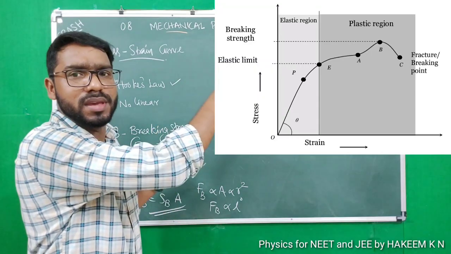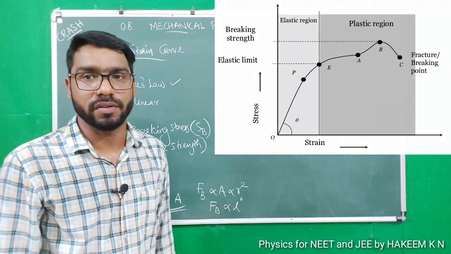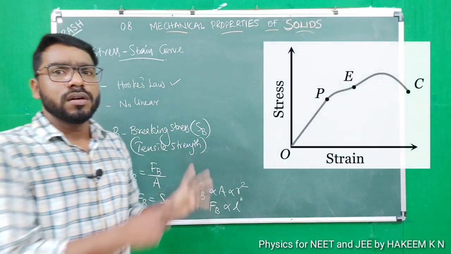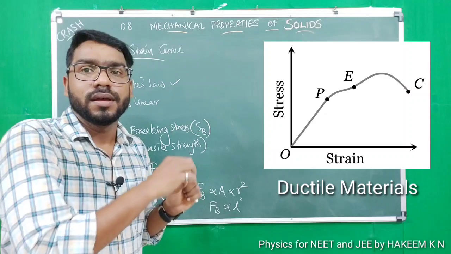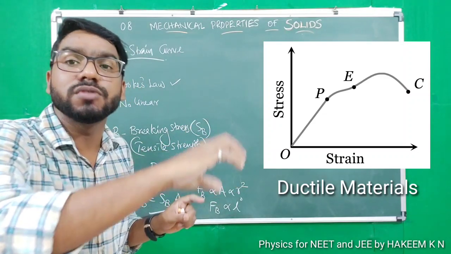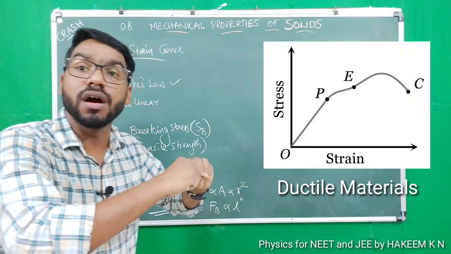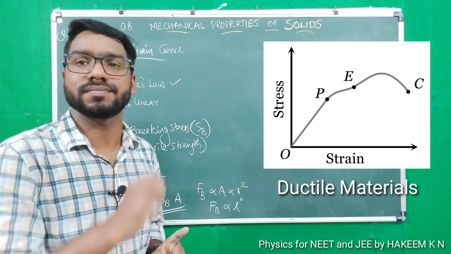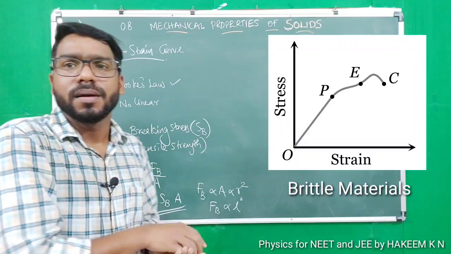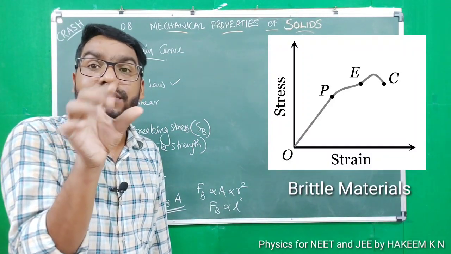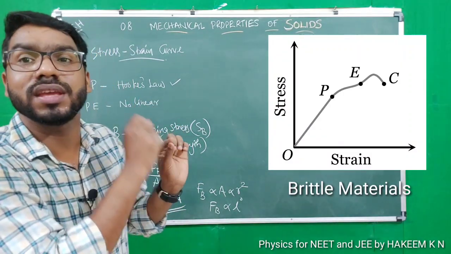So region EABC is plastic region and region OPE is elastic region. For ductile materials, plastic region will be very large as compared to elastic region, because we can make them into thin wires. And for brittle materials, plastic region will be very small. Their fracture point or breaking point lies very close to the elastic limit.